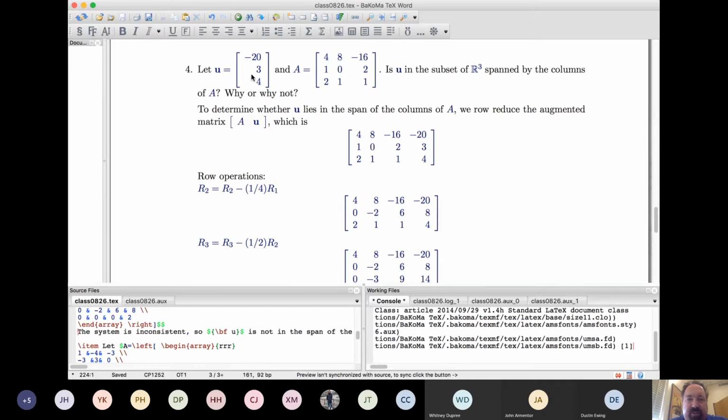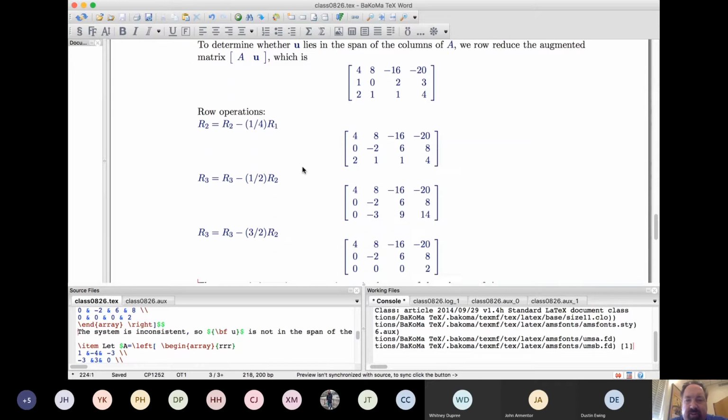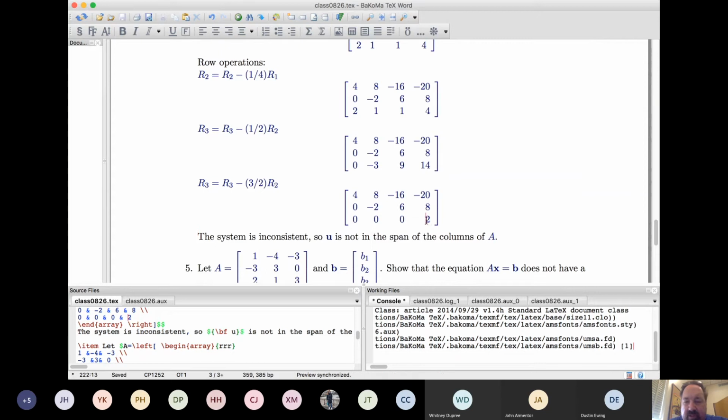So if I had chosen a different U, so that the row operations would end up giving me a 0 over here, that system would be consistent. And actually, there would be infinitely many ways to describe that vector as a combination of the 3 that were given.